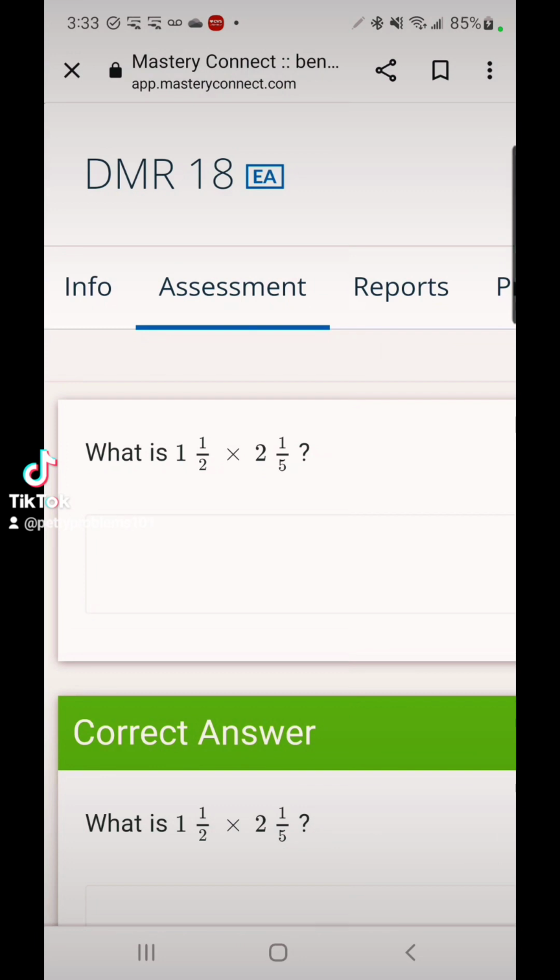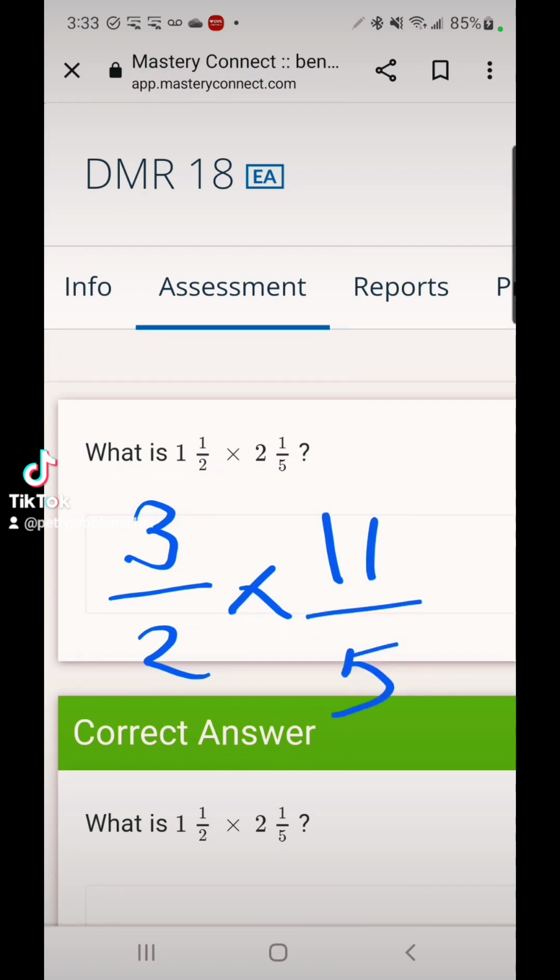I just realized I can write on this. 3 halves times 11/5. See? Then you're going to multiply 3 times 11 to get 33, and then multiply 2 times 5 to get 10. See how 33 is bigger than the 10?